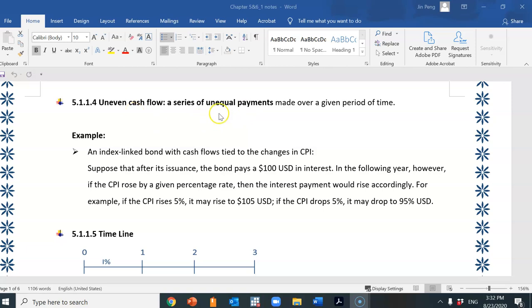Okay, it's not of equal amounts, it's not at fixed intervals, and it doesn't necessarily occur at the end or beginning of each period. The timing could be random, and the amount could be random. So any other cash flows could be called uneven cash flow.